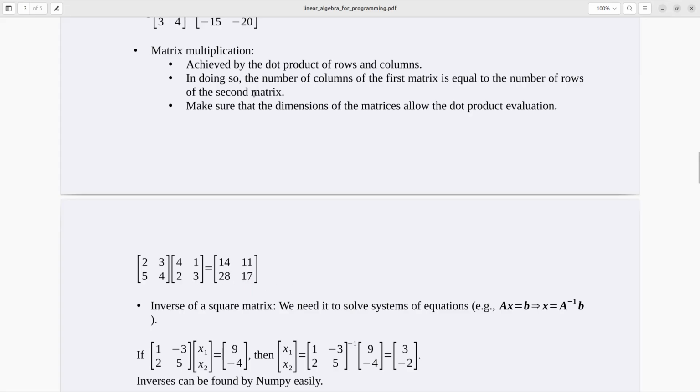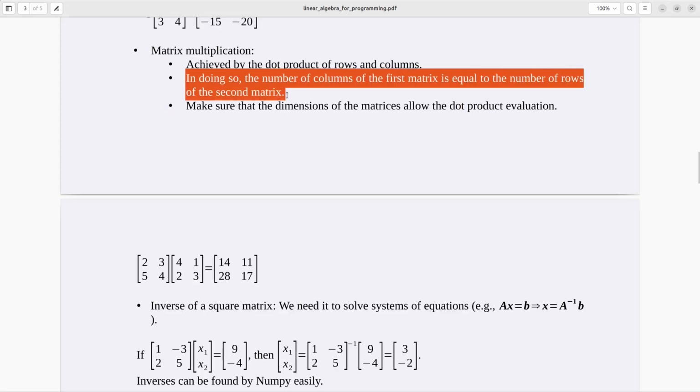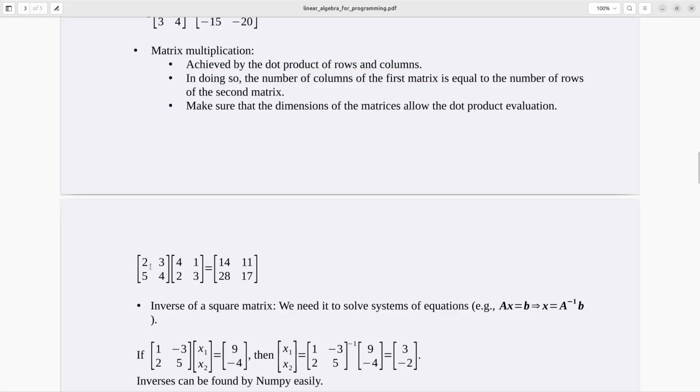Okay, so in doing so, the number of columns of the first matrix is equal to the number of the rows in the second matrix. That means we can achieve the dot product by making sure that the number of columns in the first matrix is equal to the number of rows of the second matrix.